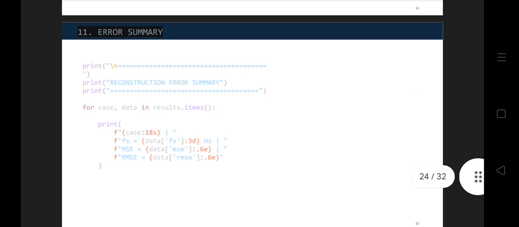Next, this is the error summary. Here the program prints the MSE and RMSE for all three cases. These values provide a quantitative comparison between the original and the reconstructed signals. Generally, when the sampling condition is violated, the reconstruction error becomes significantly larger.